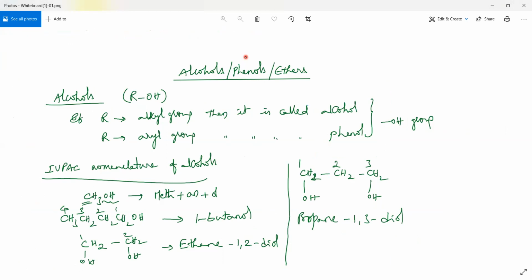And what is the IUPAC nomenclature of alcohols? Here you can see alcohols are actually termed as alkanols. Alkanols. Okay.